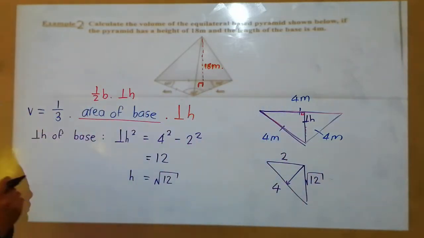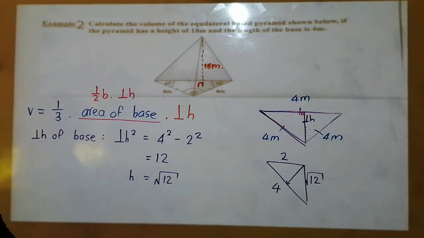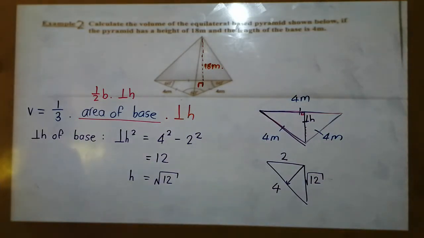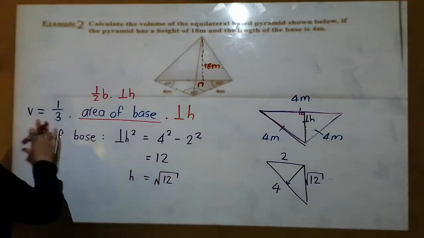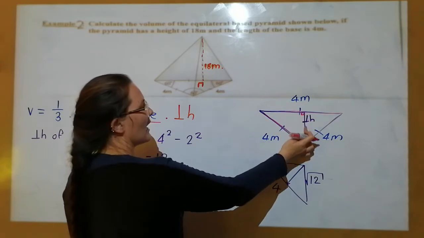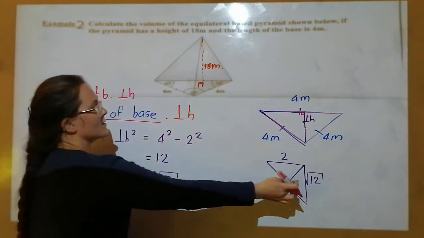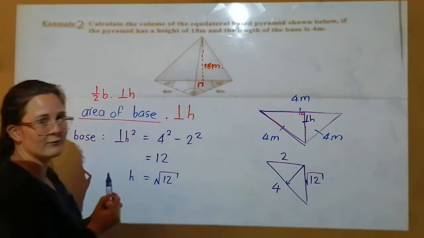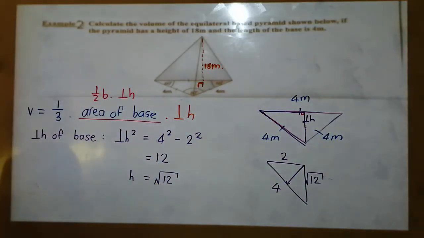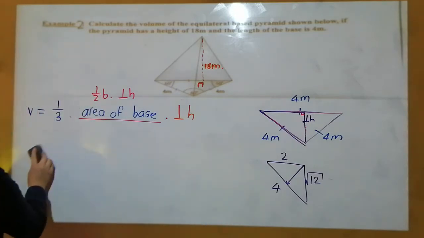I'm going to leave it in surd form because that's not a perfect square, instead of rounding off. So we have the exact measurements. So I'm going to now erase this, but do you agree that the perpendicular height of the triangle that I'm going to use here in this formula is going to be the square root of 12? I don't have enough space, that's why I'm erasing this, so please make sure you've written it down.